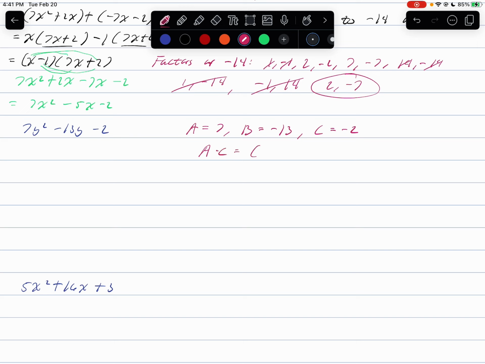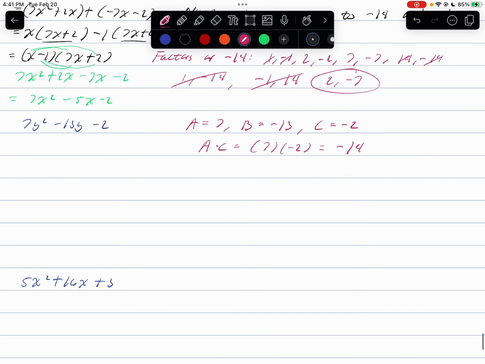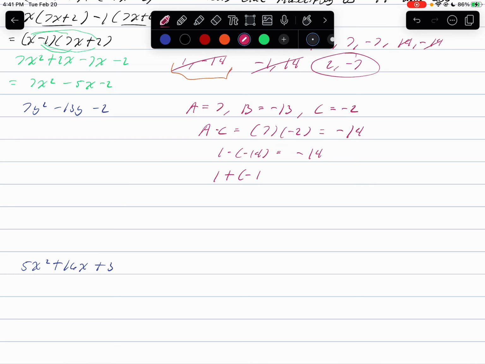Okay, which is negative 14. And we saw last time one that would give us negative 13. If we had previously here 1 and negative 14, that was going to give us negative 13. So we can say that 1 times negative 14 is going to give us negative 14, and 1 plus negative 14 gives us negative 13.